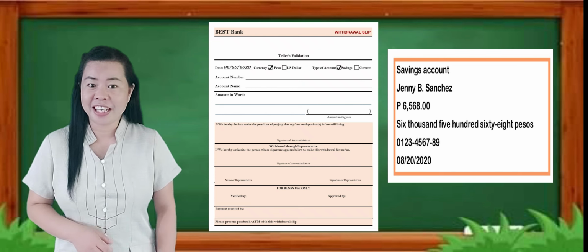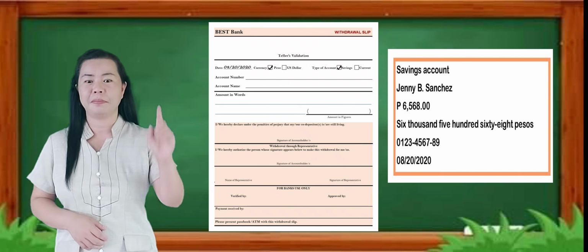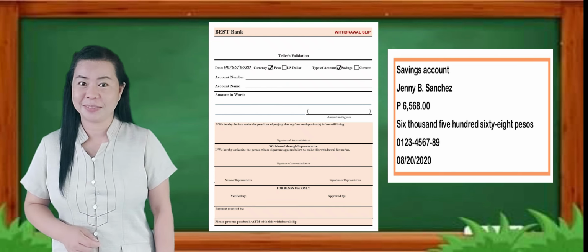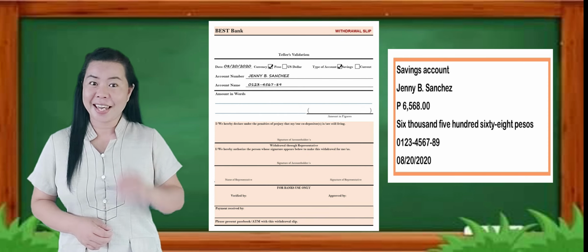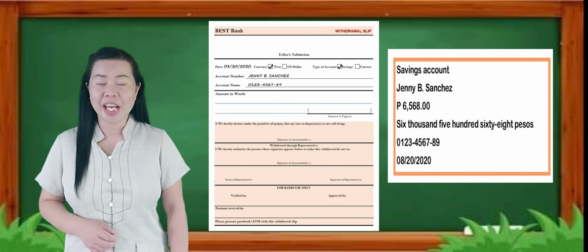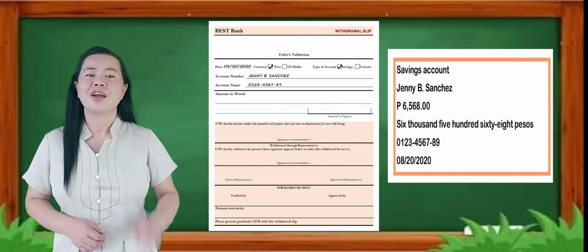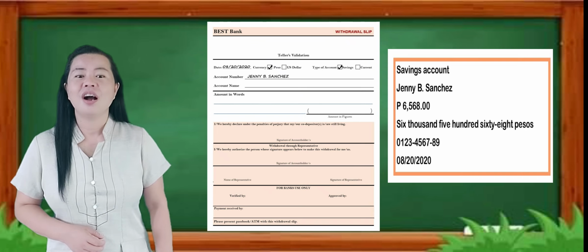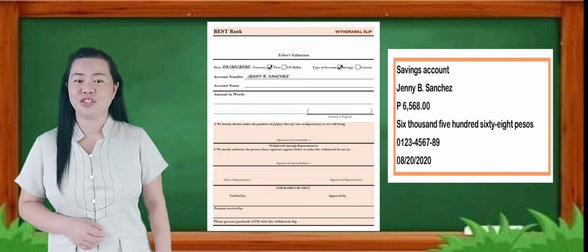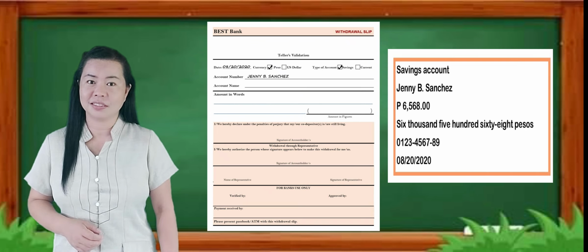And for the type of account, let's put a check mark or tick the savings box. The account name is Jenny B. Sanchez. For the account number, copy the 10-digit number found in the information box.